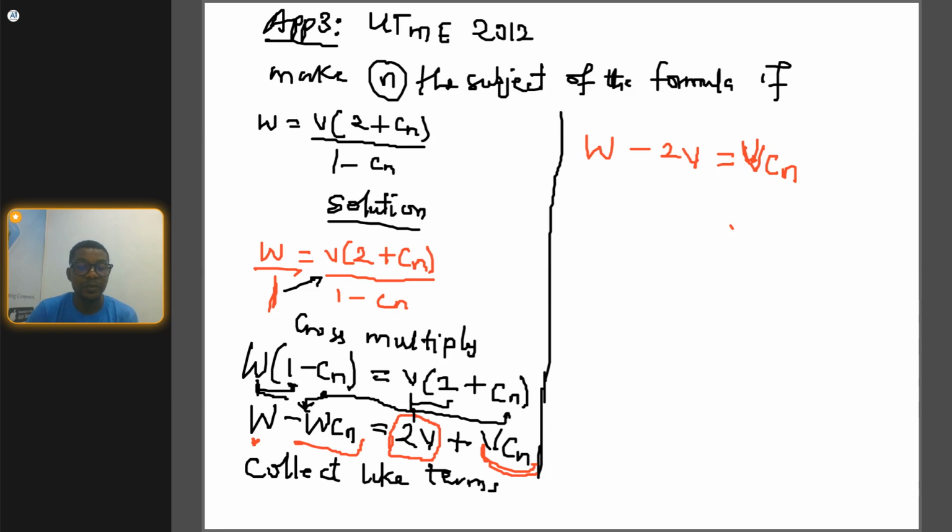Now, if this WCN also moves out of the equal sign to the other side, it becomes what? Is it plus or minus? If minus WCN moves to the other side, it becomes plus. Good. It becomes plus WCN. So that is collection of like terms.